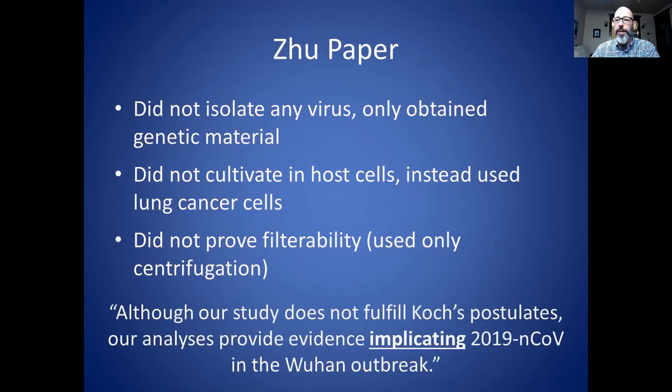And this is what they said in their conclusion. So once again, an honest author. "Although our study does not fulfill Koch's postulates," so they acknowledge that outright, "our analyses provide evidence implicating 2019-nCoV in the Wuhan outbreak." So we have association, and we have implication. This is nowhere near causation. This is preliminary findings that basically suggest that you need to do some more studies and actually apply the Rivers criteria if you want to prove causation.